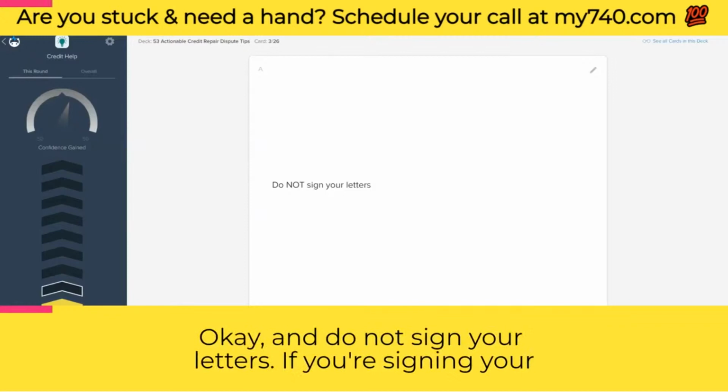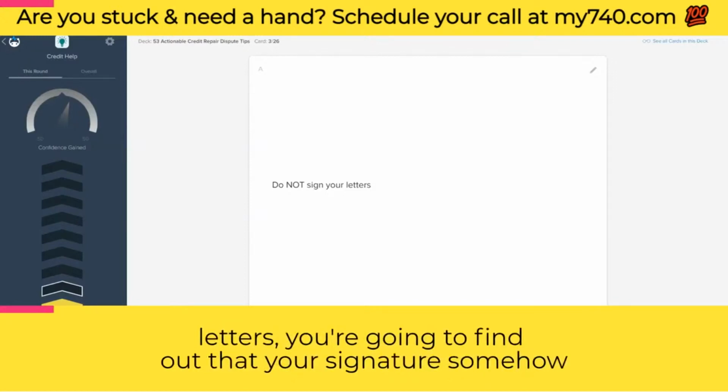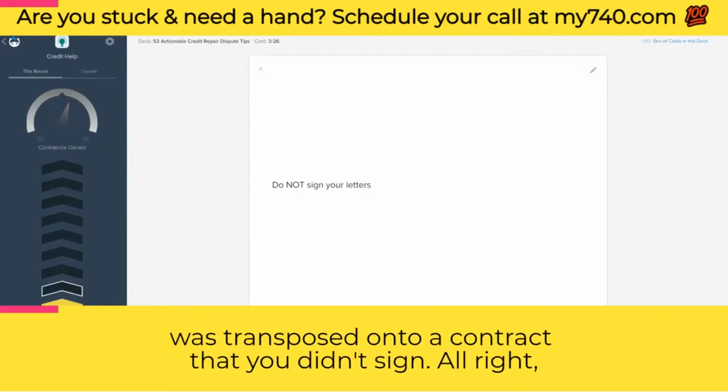Okay. And do not sign your letters. If you're signing your letters, you're going to find out that your signature somehow was transposed onto a contract that you didn't sign. All right.